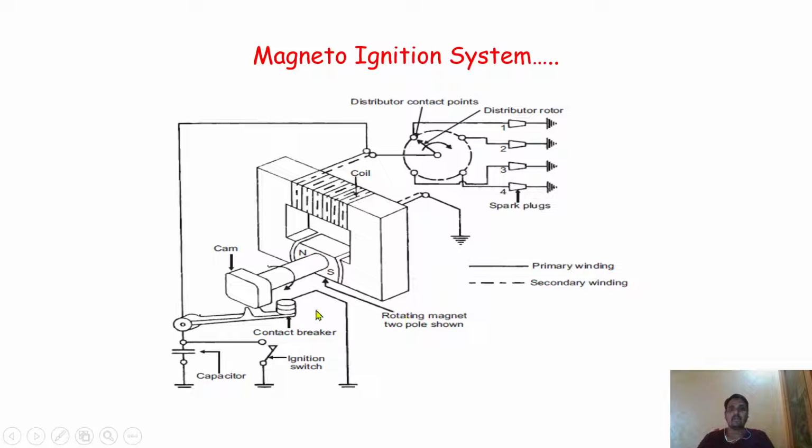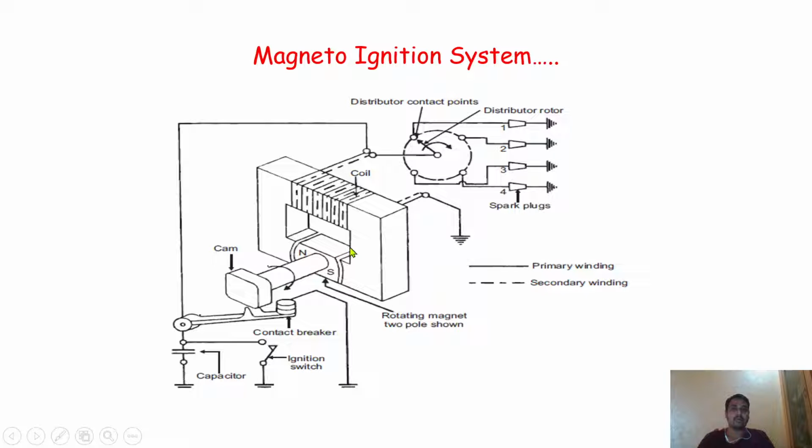With the help of this diagram, you can understand the basic difference between the battery ignition and the magneto ignition system. In this case, we are not going to use any kind of battery for the ignition purpose. Instead, the battery is replaced by rotating magnets, a rotating magnet of two poles.